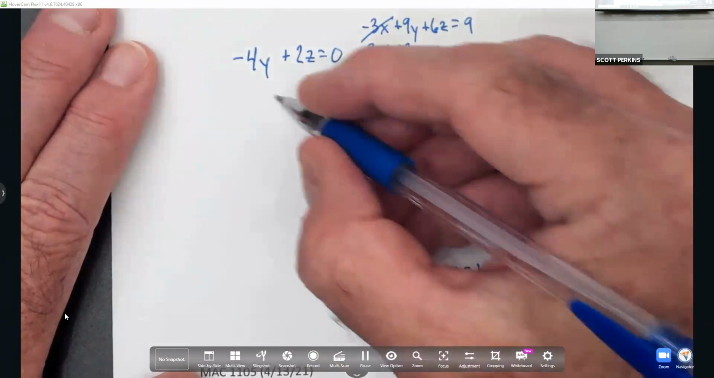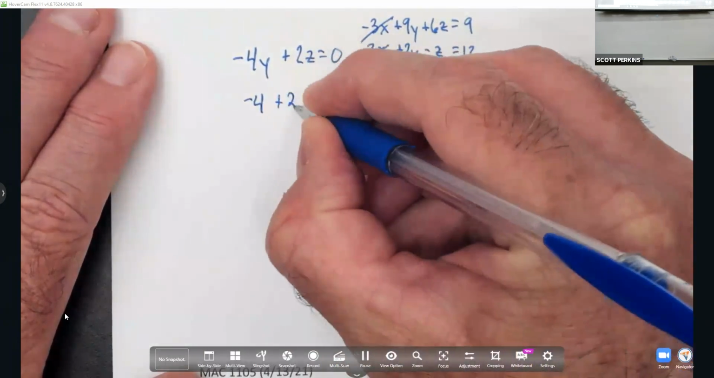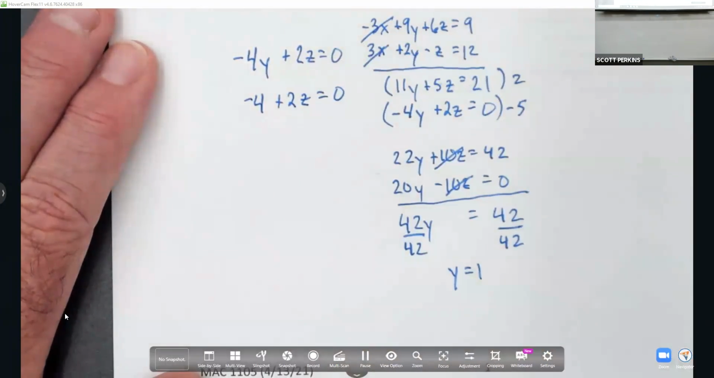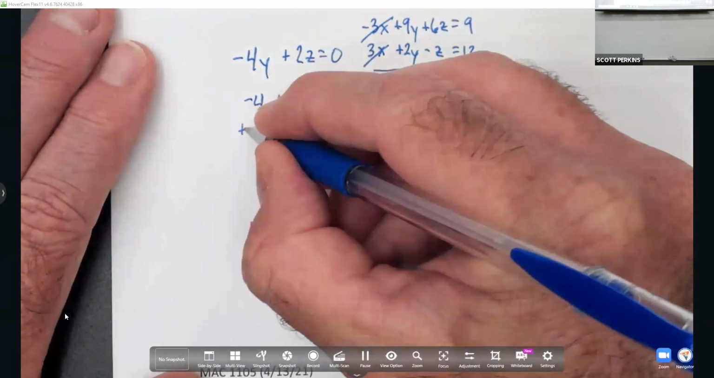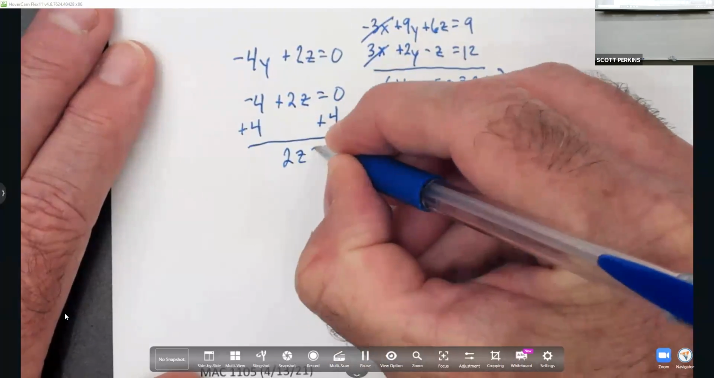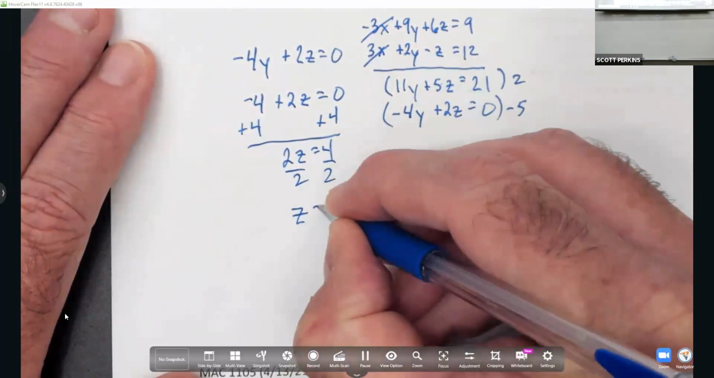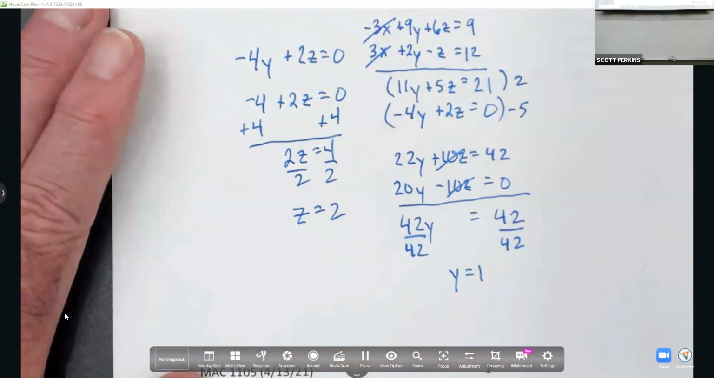So when I put y equal to 1 right here, negative 4 times 1 is negative 4, plus 2z equals 0. I'm going to add the 4 to both sides, and I get 2z is equal to 4. And when I divide by 2, now I have z is equal to 2. So there's my second part of the answer.